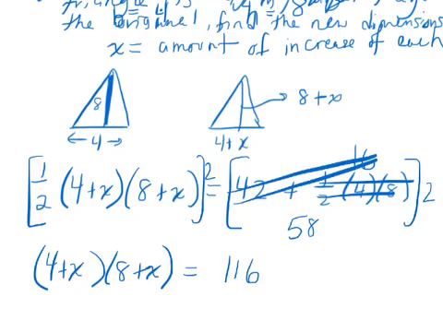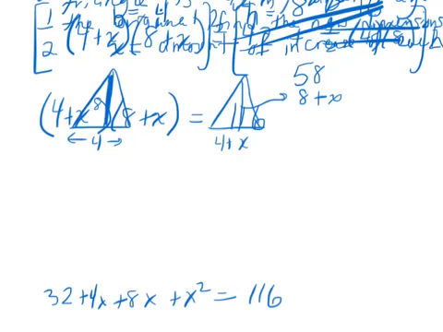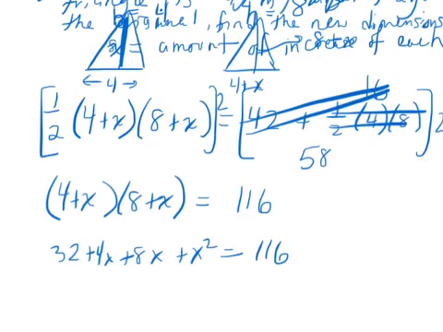FOIL the left-hand side. 4 times 8 is 32. Inner terms are going to be 4x and 8x. And then you have an x squared, and that equals 116. Okay, collect like terms. Put it in order. I'm about to move the 116 over, if that's what you're asking. You can't move it over ahead of time, Ian, right? You got to FOIL first. Okay. 32 minus 116, negative 84, I presume. Check me, please. Should be right.